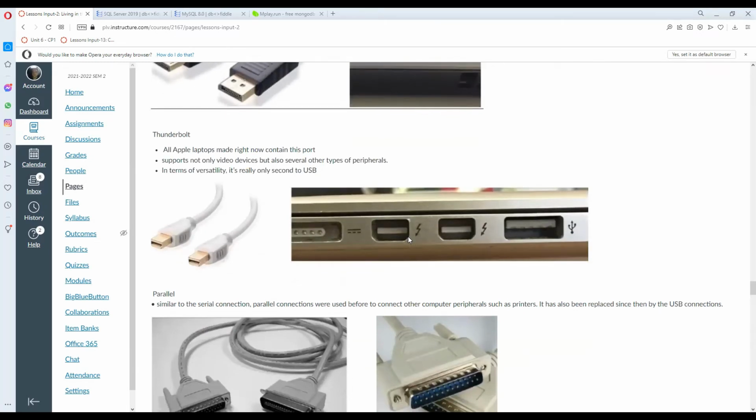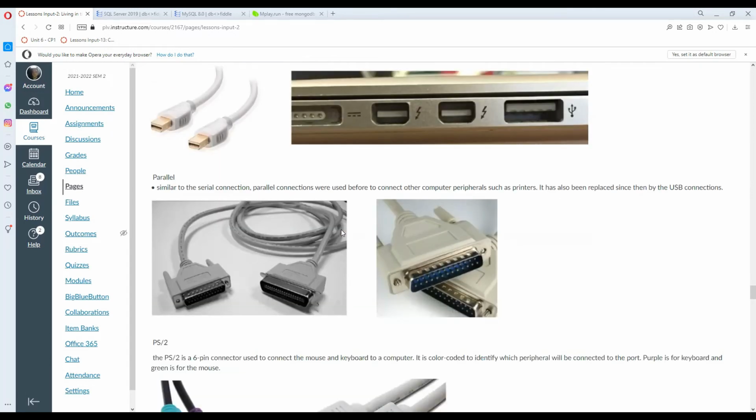Thunderbolt. All Apple laptops made right now support not only video devices but also several other types of peripherals. In terms of versatility, it's really only second to USB. Take note right now, Thunderbolt is also supported on the most recent versions of USB Type-C. So the USB Type-C, some of them can also support the Thunderbolt interface.